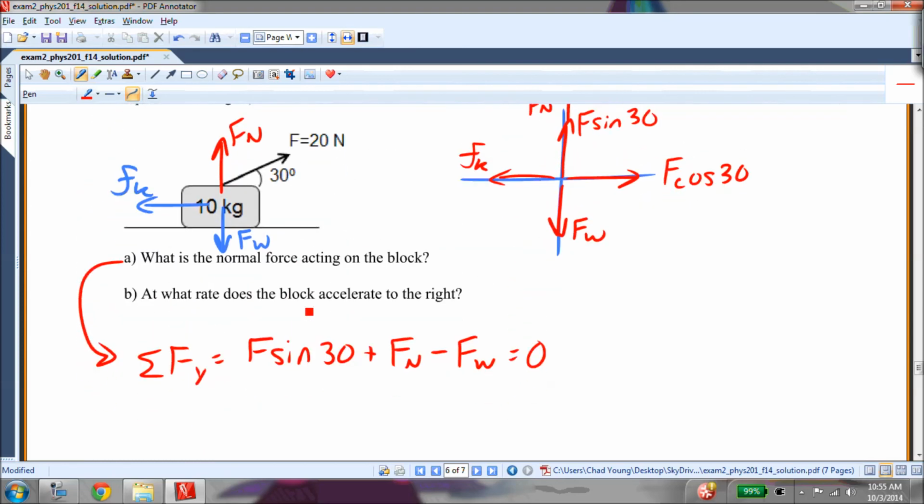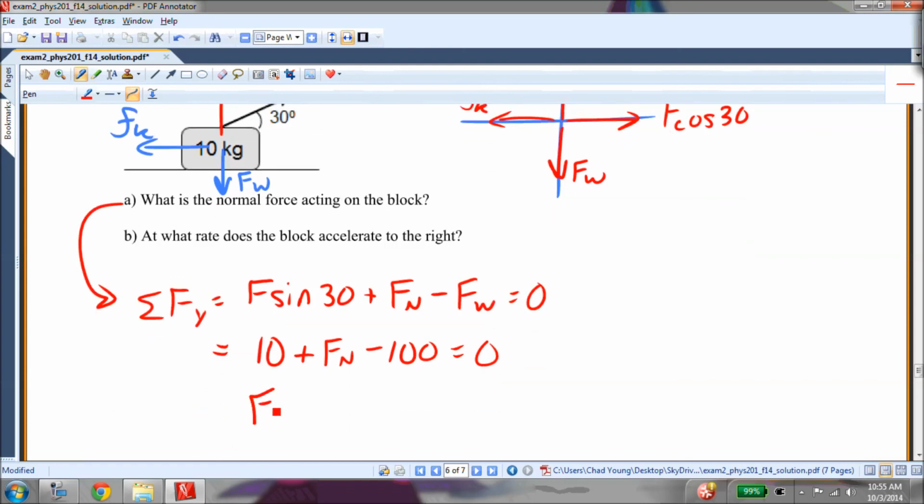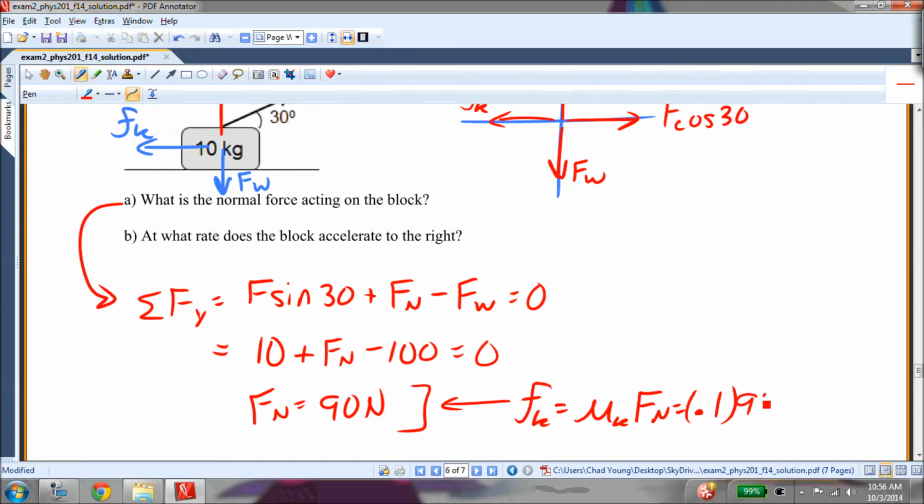And I have F is 20 sine of 30 is 10 plus Fn minus 100 equals 0. So Fn equals 90 newtons. Okay. Then from this I can say, well, Fk then, which is mu k times Fn, is 0.1 times 90, or 9 newtons.